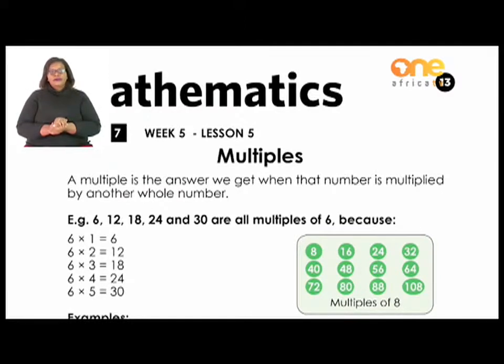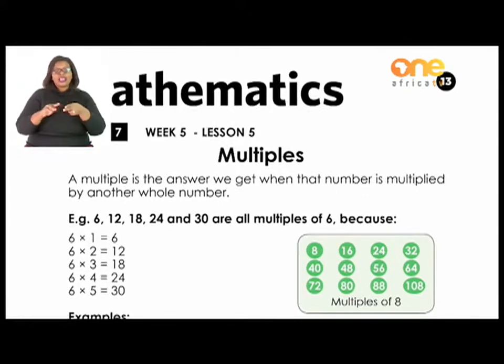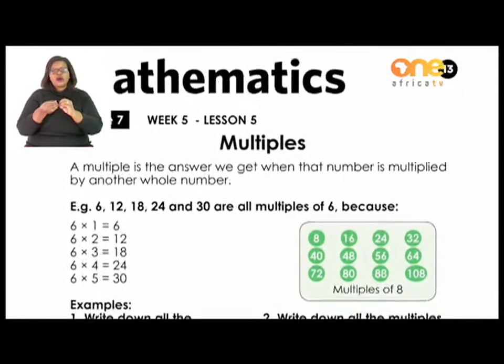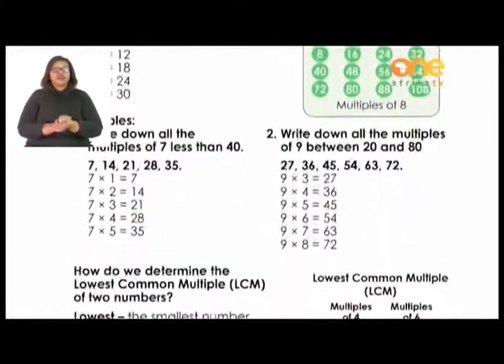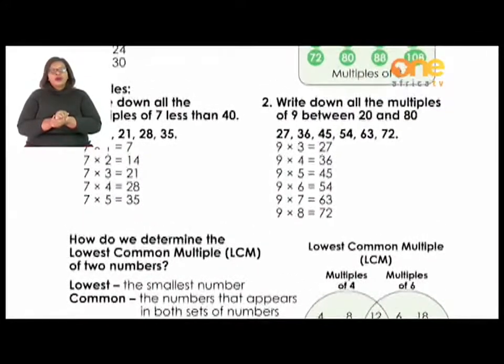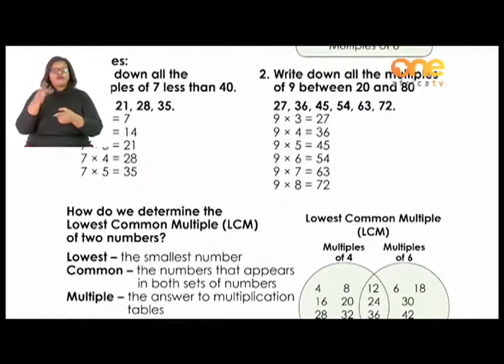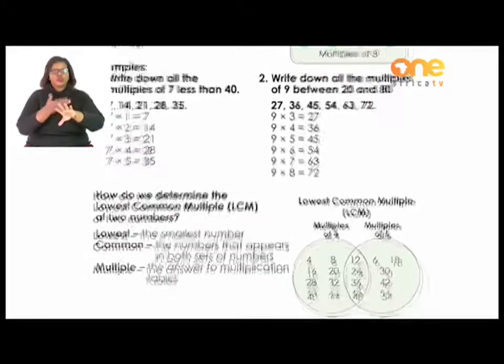In the block, we will find the multiples of 8. 8, 16, 24, 32, 40, 48, 56, 64, 72, 80, and so on. Those are the multiples of 8. So if we multiply 8 with another whole number, we will find one of those answers. 8 times 1 will equal 8. 8 times 2, 16. So those are the multiples of 8. We go to our examples.